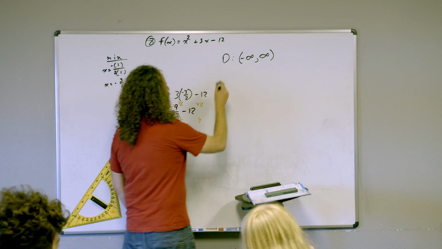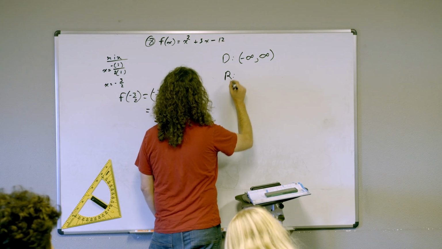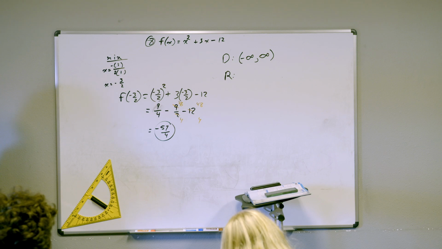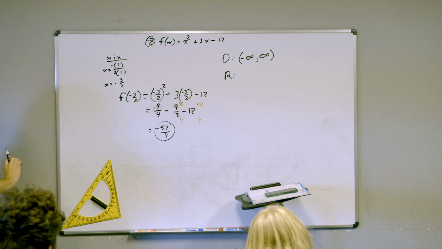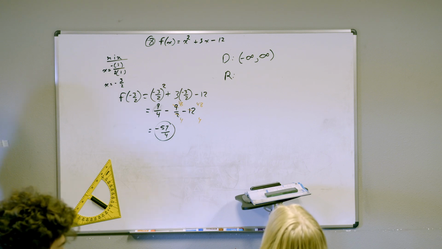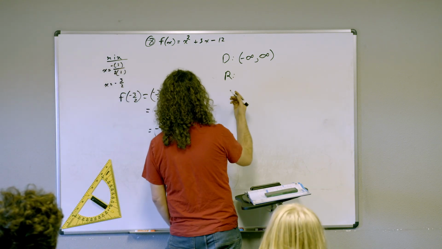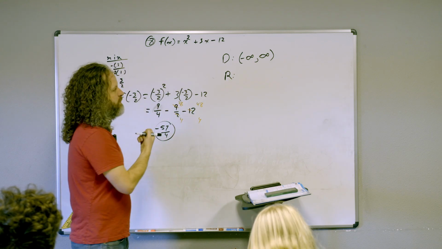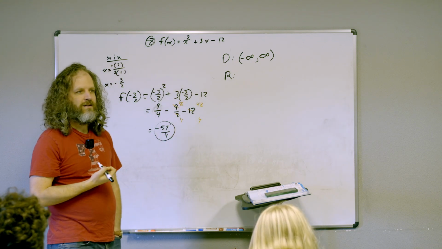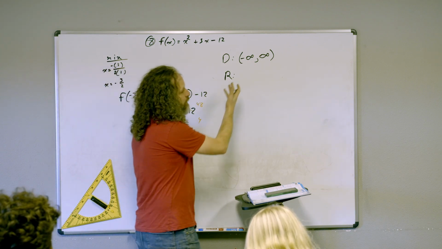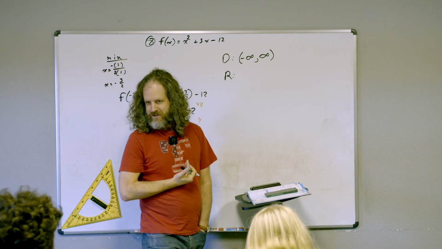What is the range of this? No, because it does have a minimum. It stops at the bottom. So what is the lowest point on our graph? Negative 57/4. Now, does the range include negative 57/4 or does it not include? It includes it. It can be that. It just can't be less than that, right? How do we say includes that in interval notation?